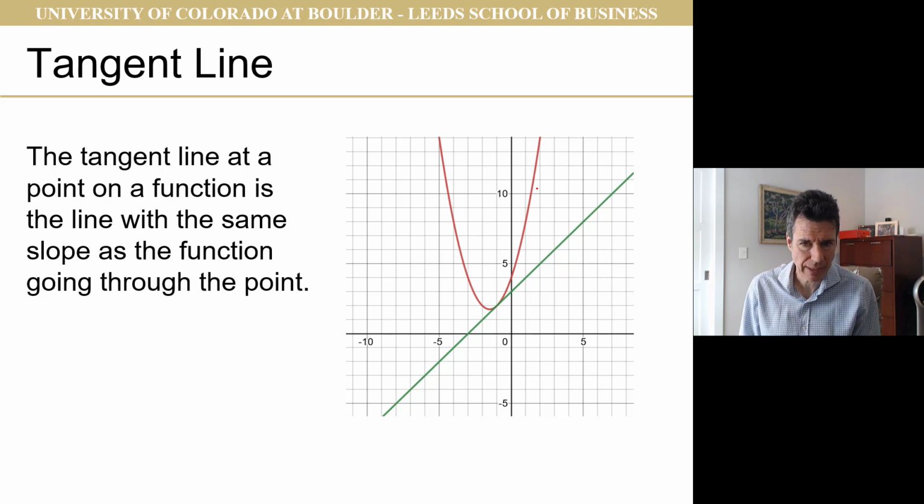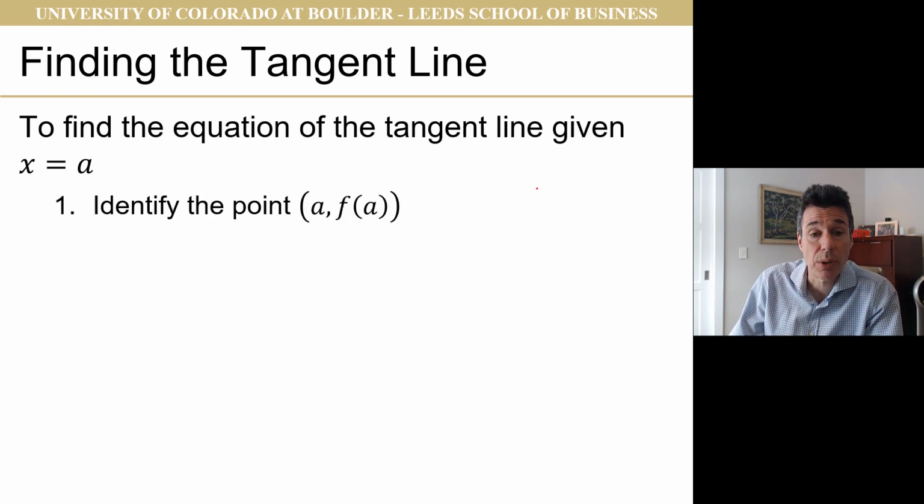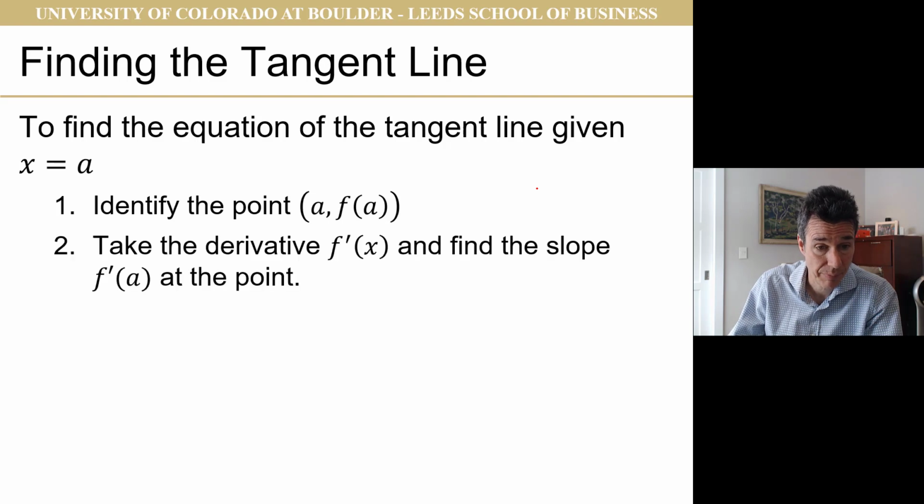Now, we're going to use tangent lines. We're going to think about tangent lines when we're looking to approximate the function. So let's talk about how we find the tangent line. To find the tangent line, given some value for x, we want to identify the point. So the point on the function, so x equals a, that means our point is a, f of a. We take the derivative f prime of x and find the slope f prime of a at that point.